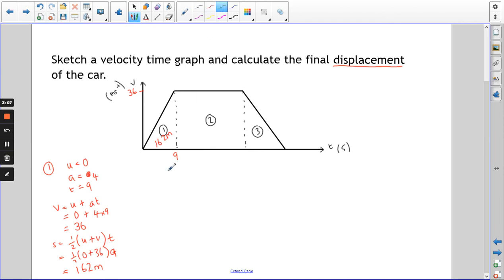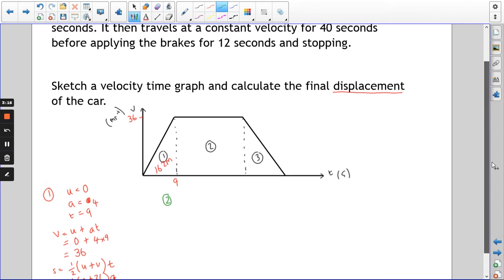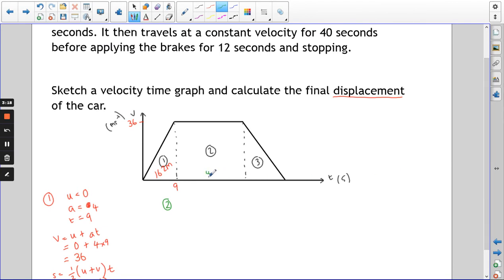Right, in part 2, maths is much easier. You don't need SUVAT equations because there is no acceleration. We know from the question that it travelled at a constant velocity for 40 seconds. So that's 40. If I label my axis, that'll be 49 because we were already on 9. To find the area, we're just going to do velocity times time. So s equals vt. Okay. So that's 36 times 40. So in that middle section, section 2, the car travelled 1,440 meters.